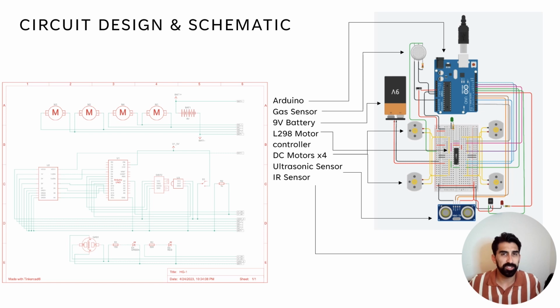The HG1 circuit assembly is comprised of an Arduino Uno, gas sensor, a 9-volt battery, L298 motor controller, 4 DC motors, an ultrasonic sensor, and an IR sensor. As previously mentioned, the ultrasonic sensor is used to control the 4 DC motors for directional movement. The IR sensor and the gas sensor, when receiving a signal from the environment, will transmit a location signal back to the controller to notify first responders.